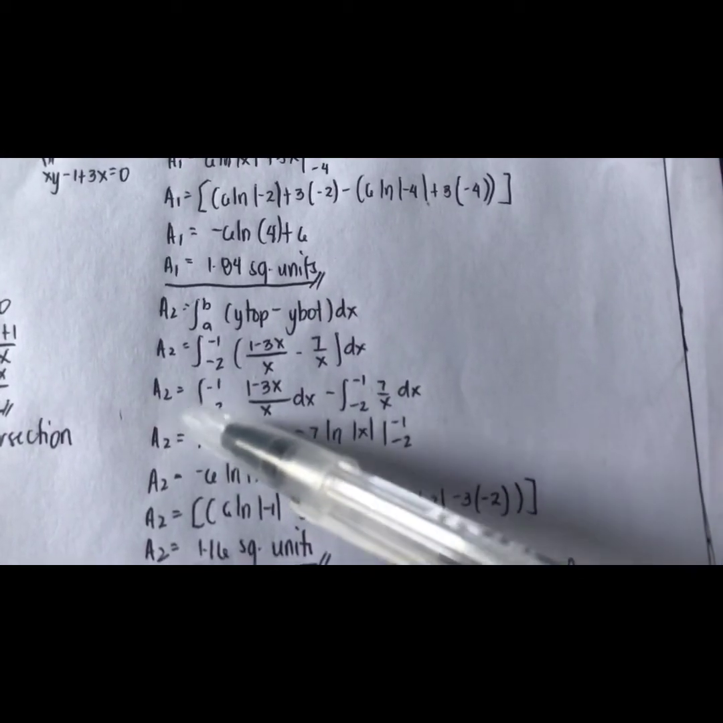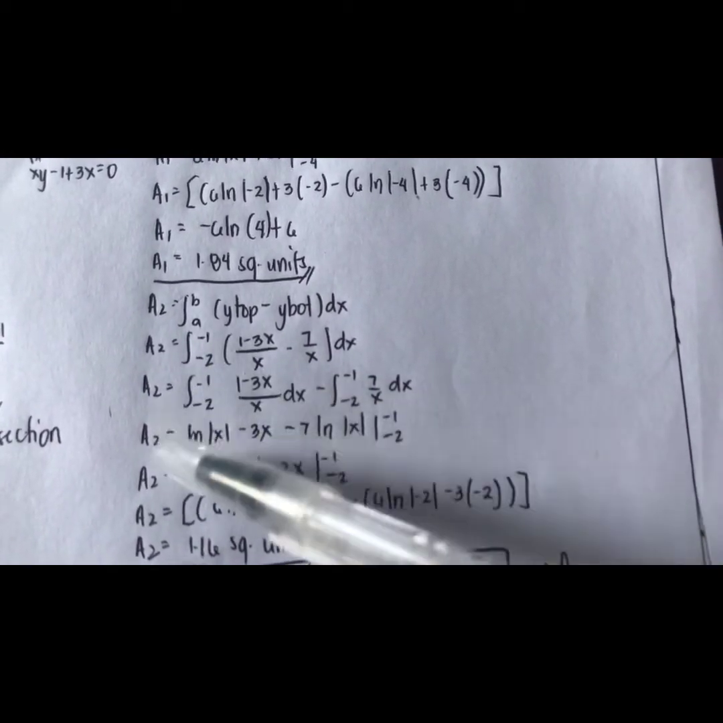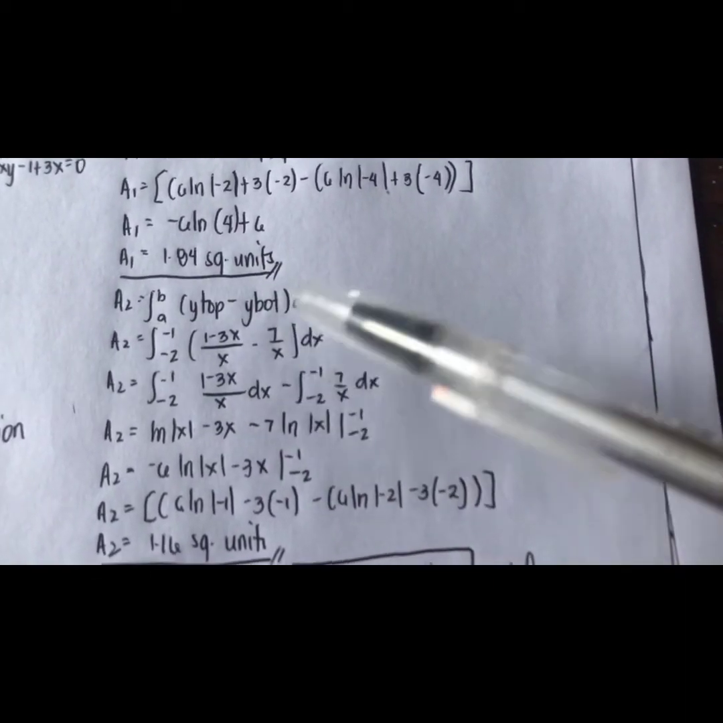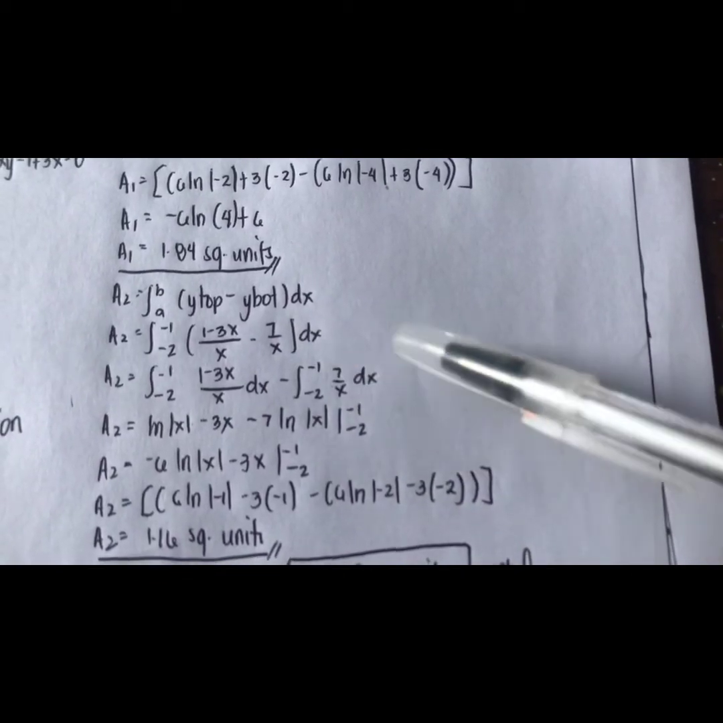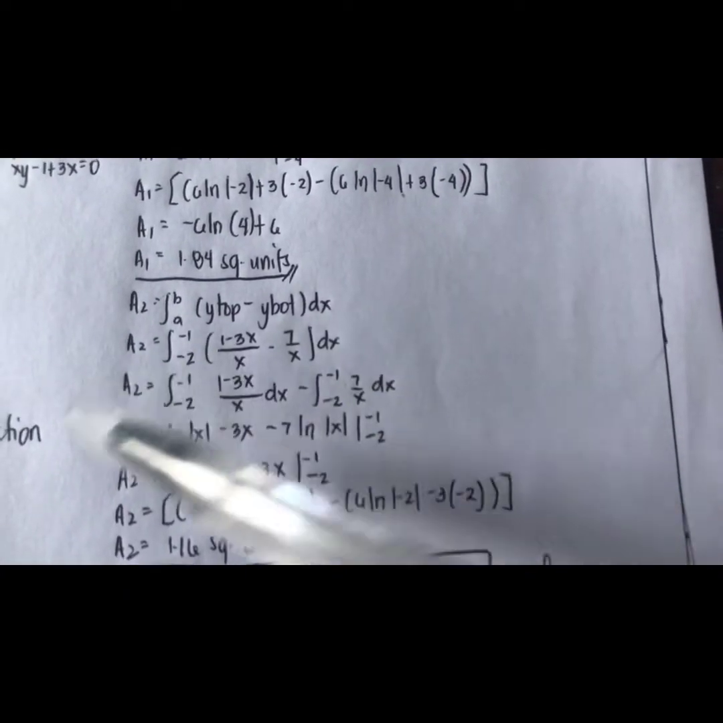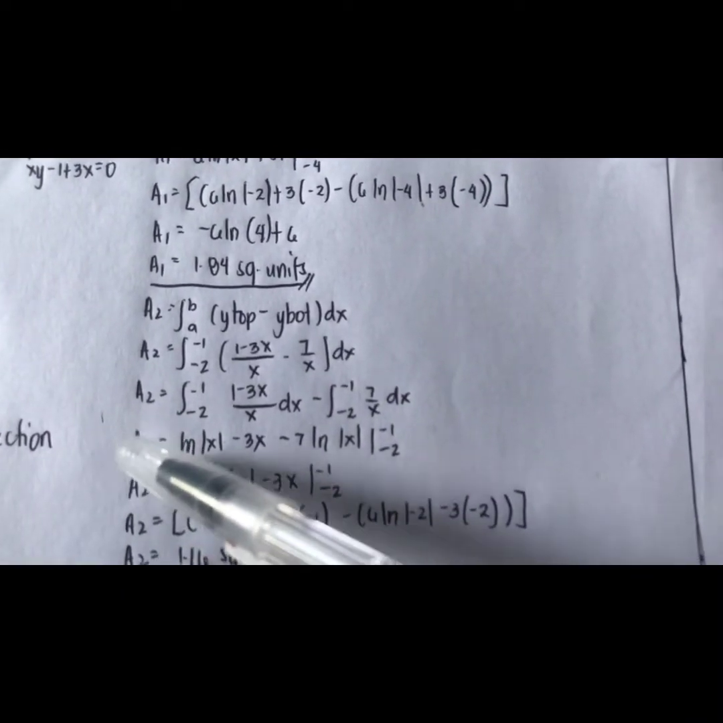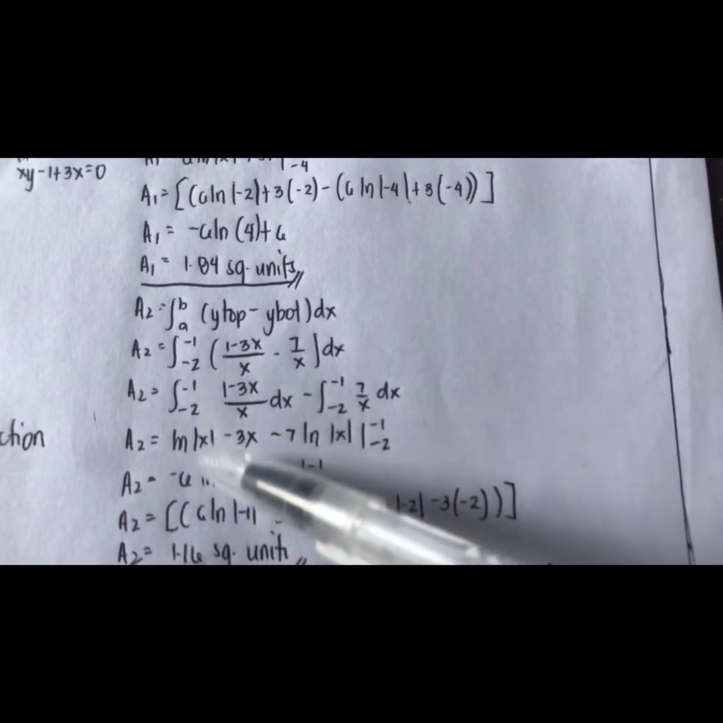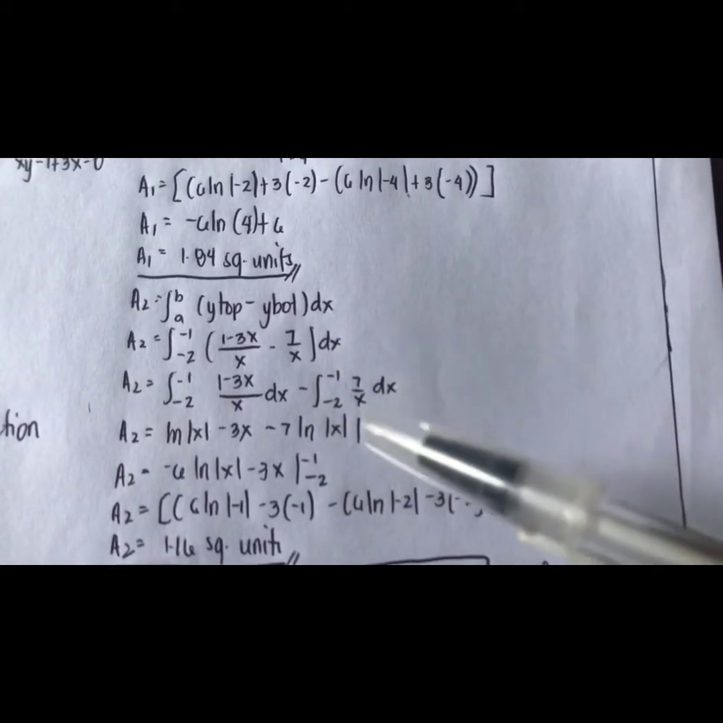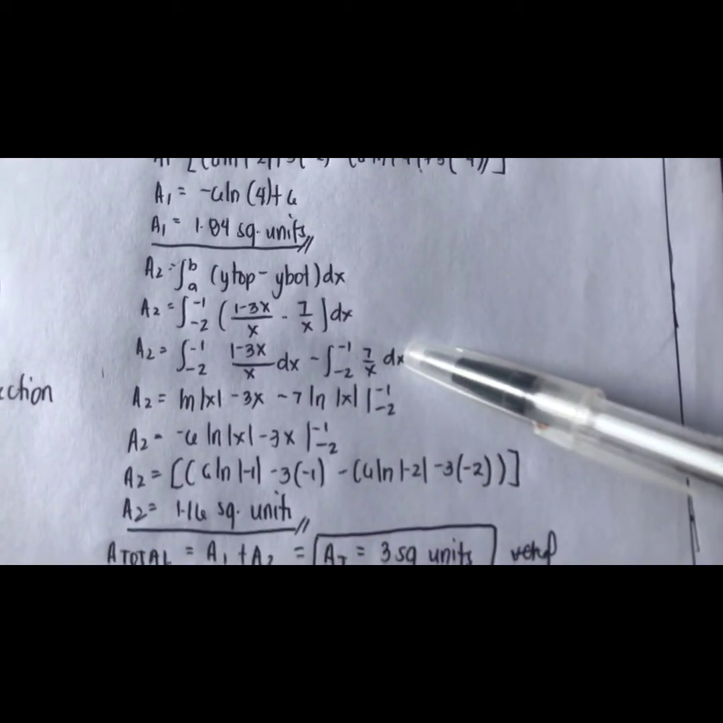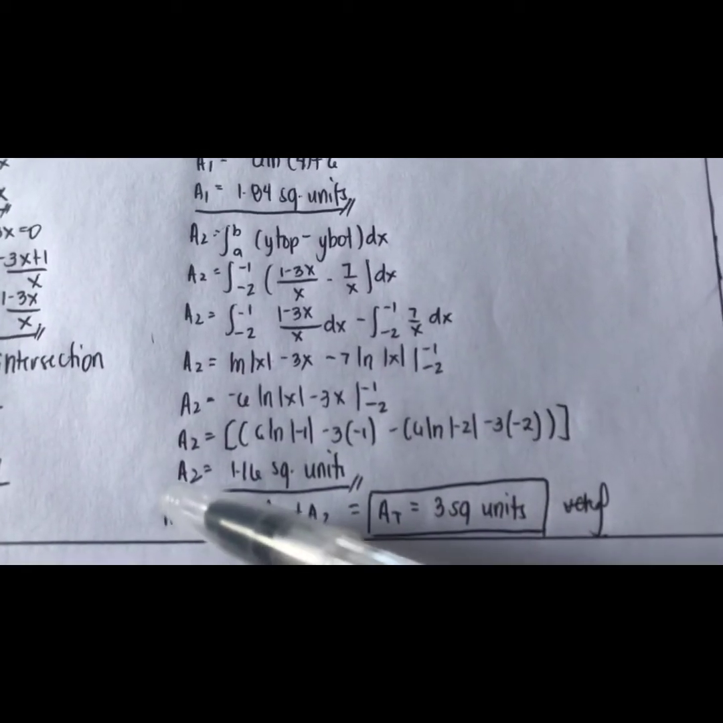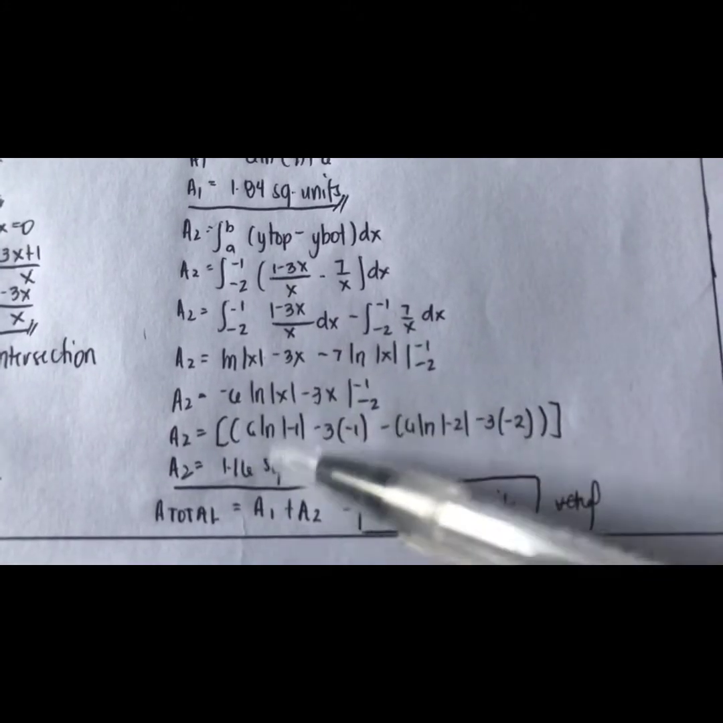So we will have a2 is equal to the integral of 1 minus 3x over x dx from negative 2 to negative 1 minus the integral of 7 over x dx from negative 2 to negative 1. And if we're going to integrate this one, we will have a2 is equal to ln absolute value of x minus 3x minus 7 ln absolute value of x, and evaluate it from negative 2 to negative 1. Now, if we're going to input this in the calculator, we will have a2 is equal to 1.16 square units.